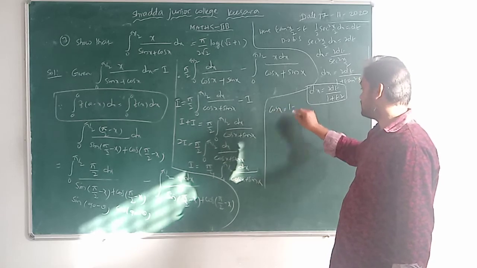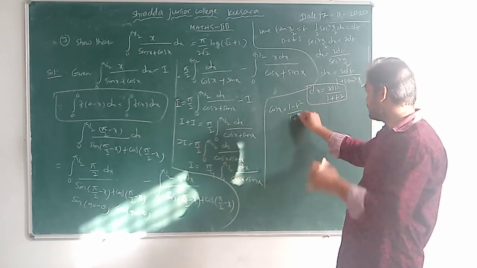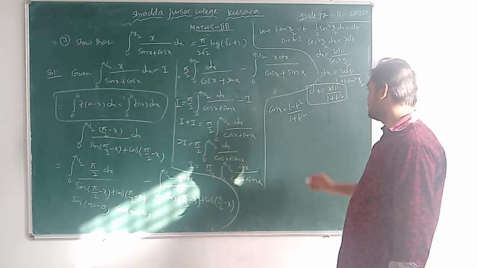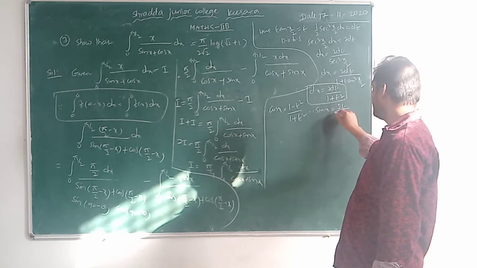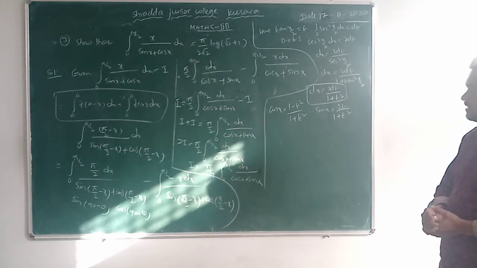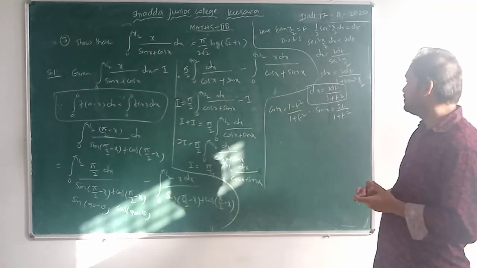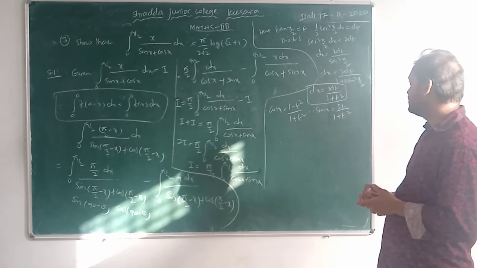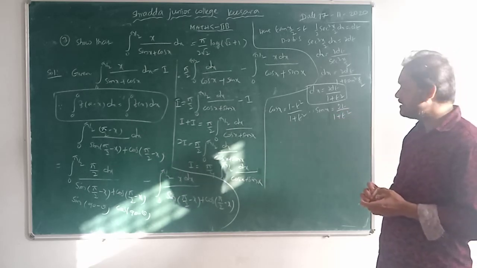cos x equals (1 minus t square) by (1 plus t square), and sin x equals 2t by (1 plus t square). Already we know the formula of cos x, that is (1 minus tan square x by 2) by (1 plus tan square x by 2), and sin x is 2 tan x by 2 by (1 plus tan square x by 2).